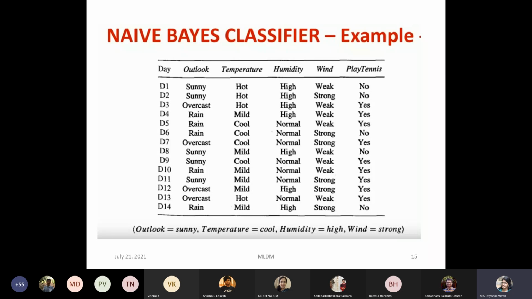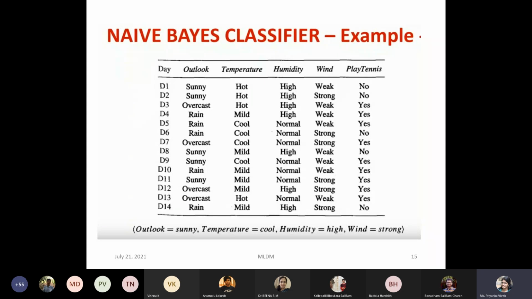Humidity can be high or normal. Wind can be weak or strong. And then there is a class label whether that day they have played tennis or not. So it's a yes or no, two class classification. Given this data set, a prediction is to be made: outlook equal to sunny, temperature equal to cool, humidity equal to high, wind equal to strong. That is the instance given to us.